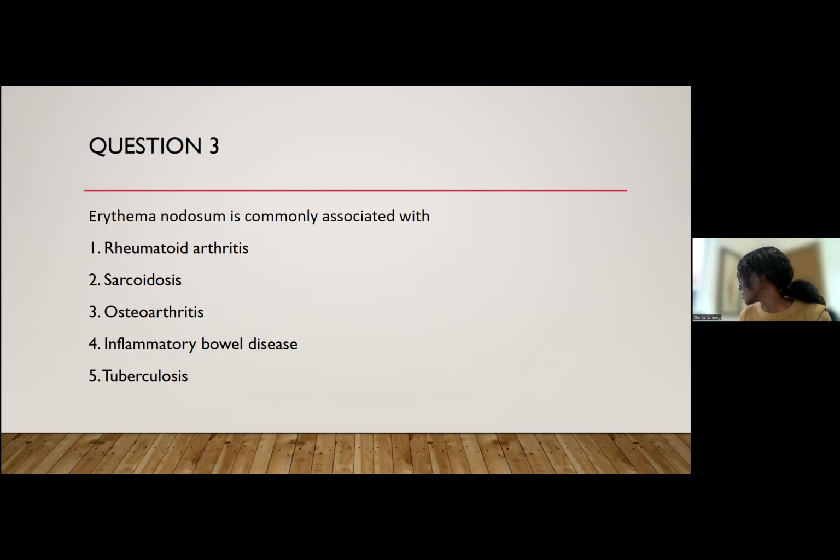So we've got several votes for inflammatory bowel disease, sarcoidosis, yeah. Okay, so we've got 17 votes so far. Yeah, so it looks like the answers basically split. So half of you think sarcoid, half of you think inflammatory bowel disease, or both, and some people think rheumatoid arthritis.